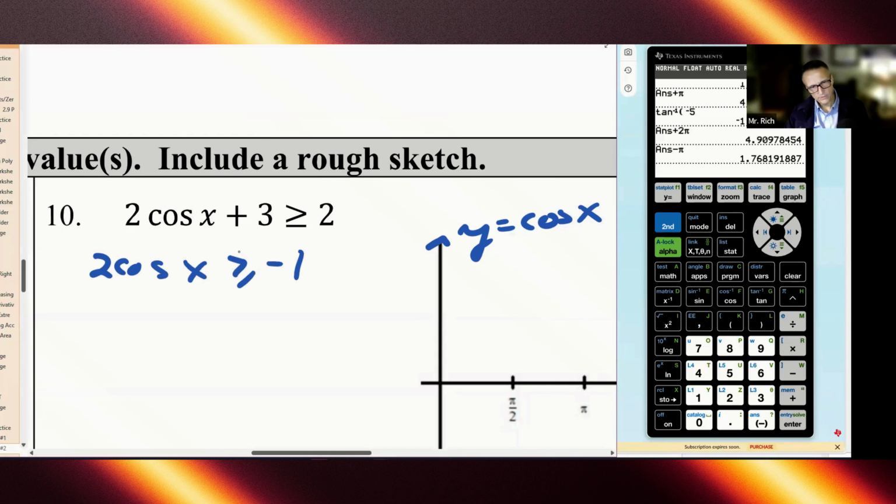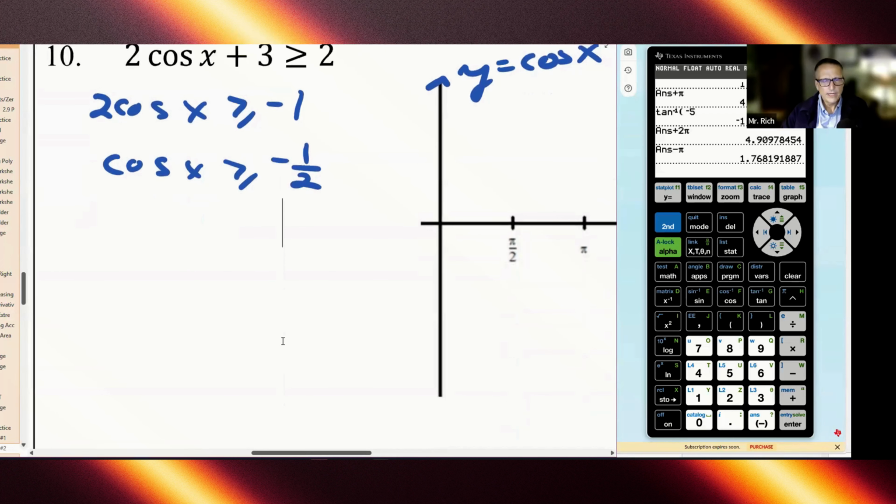And we will divide by 2. And that gives us cosine x greater than or equal to -1/2. All right. Well, is that right? Yeah. So then I want to know, when is cosine greater than or equal to -1/2?